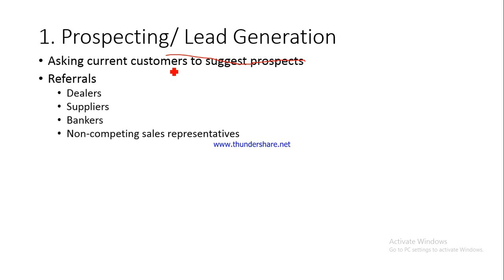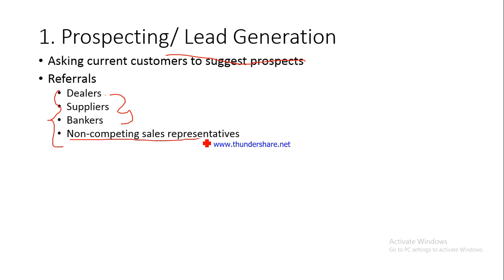Another way could be referrals. You can ask your dealers, your suppliers, and your bankers. Bankers are people from whom you are availing financing. You have gone to a bank to avail finance to get credit, so that particular entity is your banker. You can ask these entities for referrals, which means these people can also suggest the names of those people who may want to buy your product, who may purchase your product in future. Based on the names provided by these people, you can contact them in the next step, right?